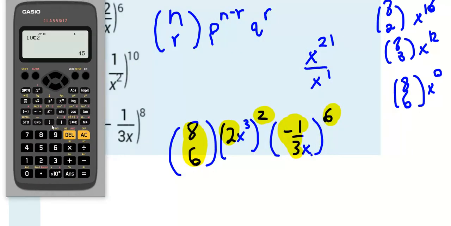As we said, we don't want to do any unnecessary work. 8 choose 6, 2 to the power of 2, and then open bracket minus 1 over 3, to the power of 6. Minus a third is 1/3. And we get an odd number, but I think it's the right one. Did you get that? 112 over 729?